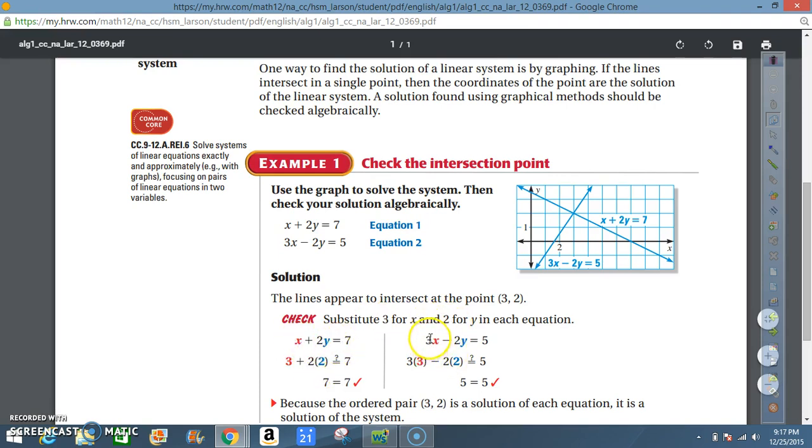Next, 3x minus 2y is equal to 5. In place of x, 3. In place of y, 2. 3 times 3 is 9. And then 9 minus 2 times 2, which is 4. So 9 minus 4 is equal to 5. Does it check? Yes, 5 is equal to 5. Because the ordered pair (3, 2) is a solution of each equation, it is a solution of the system.